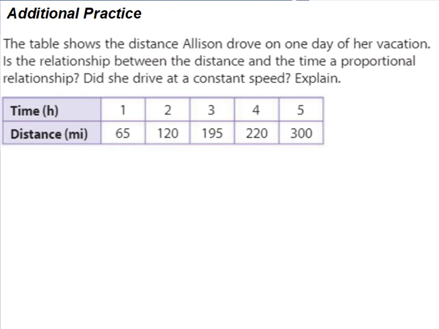Okay, so let's just look at an extra one here. This shows the distance Allison drove on 1 day of her vacation. We want to know if the relationship between the distance and the amount of time she drove is a proportional relationship. Did she drive at a constant speed? So x is always on top, y is always on the bottom. To determine if it's proportional, I always do y divided by x. So this is set up as 65 divided by 1. This one is 120 divided by 2. This one is 195 divided by 3.